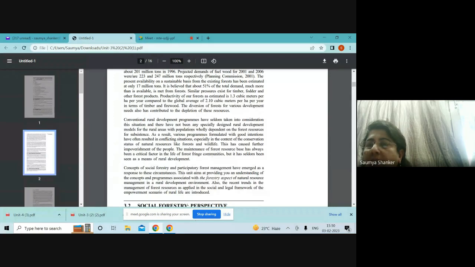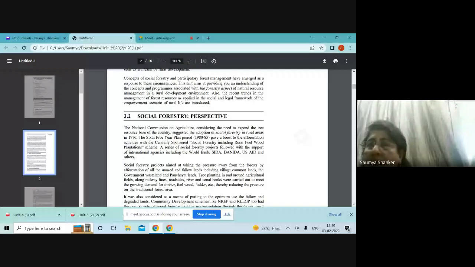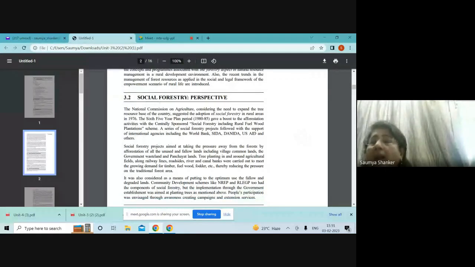So that is why the social forestry approach was taken up, in which the aim is to increase afforestation in lands which are not being used for agricultural purposes and which are lying vacant. This approach aims at planting trees in and around areas that are available to us, so that the pressure is taken away from the forest for its products and its natural resources.